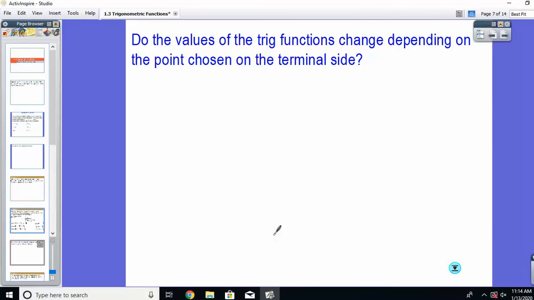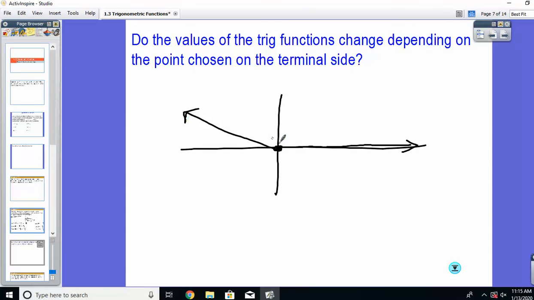So I have a question for you. Will the values of the trig functions change depending on the point chosen on the terminal side? What I mean by that, if I draw an angle, we know it's in the standard position, so the vertex is the origin, the initial side is the positive x-axis. Let's say I'm talking about this angle. I'm asking, does it matter if I pick this point or this point?